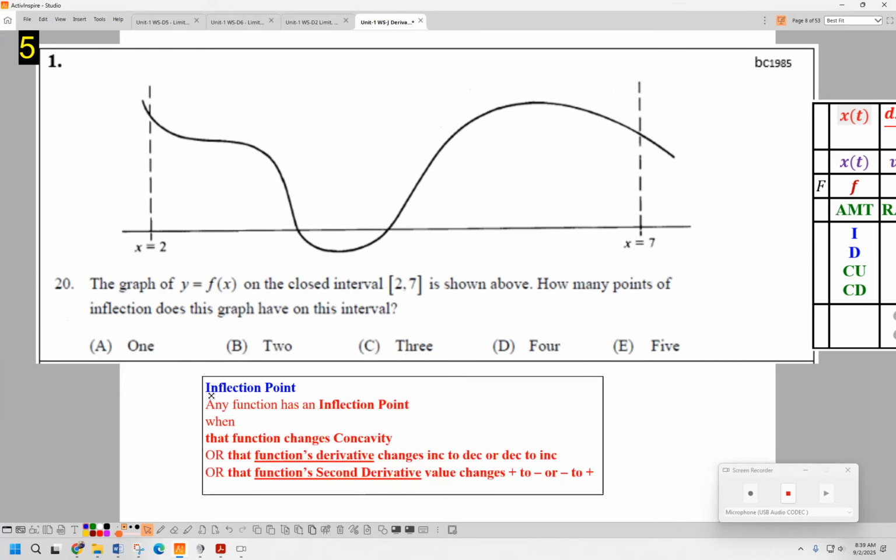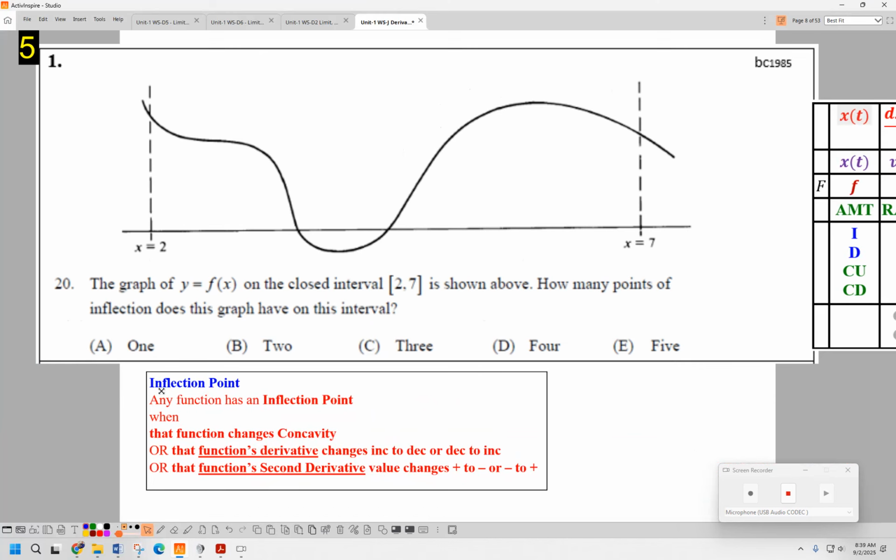Okay, here's the card that's on your reference sheet. It says any function has an inflection point when that function changes concavity. So they're showing us a graph of f, and you are being asked to identify how many points of inflection this graph of f has on the interval shown. So you're simply looking to see how many times f changes concavity.